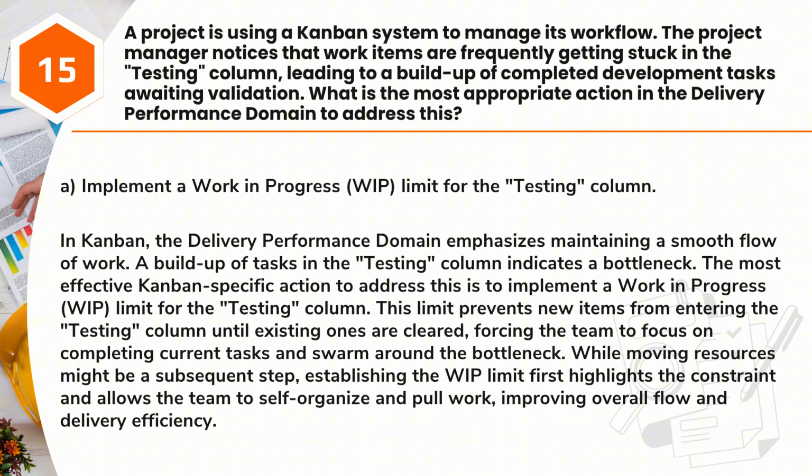column. This limit prevents new items from entering the testing column until existing ones are cleared, forcing the team to focus on completing current tasks and swarm around the bottleneck. While moving resources might be a subsequent step, establishing the WIP limit first highlights the constraint and allows the team to self-organize and pull work, improving overall flow and delivery efficiency.